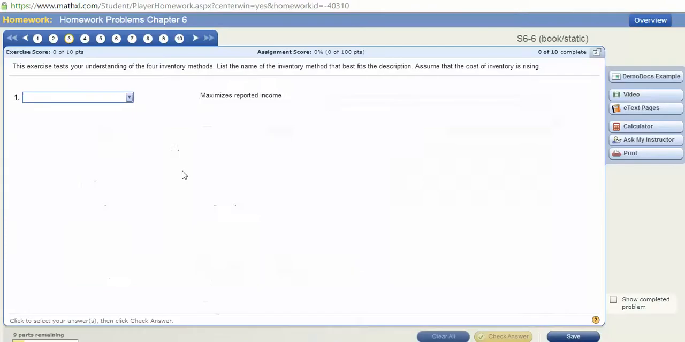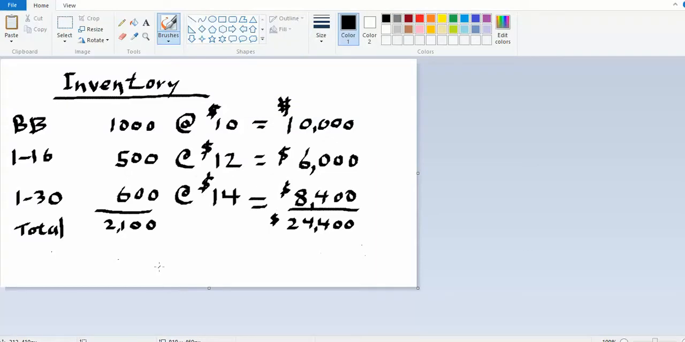The question for the first one is, which one maximizes income? In other words, which one gives the most income? This is where you're going to have to rely on your knowledge of what we talked about before. Remember we said that we got revenue, we got cost of goods sold, we have gross profit or gross margin, whatever you prefer to call it. Revenue minus cost of goods sold is gross profit.